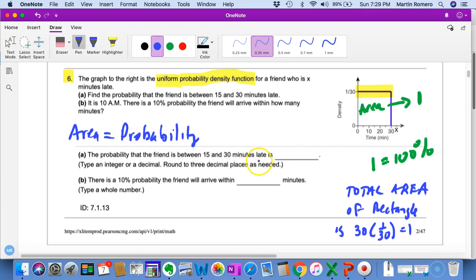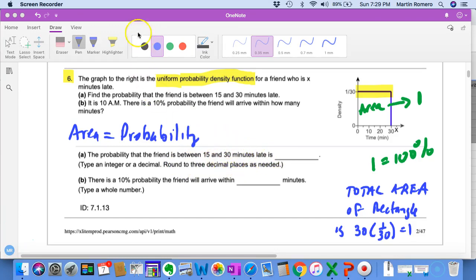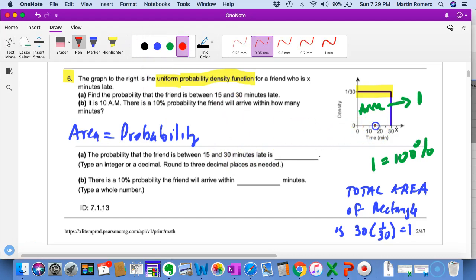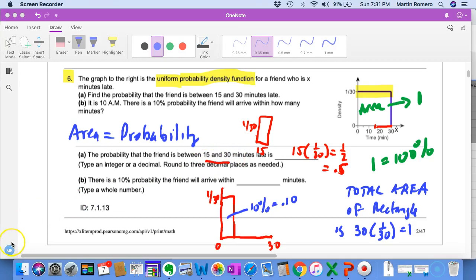To answer that question, we can do it by hand. What's the probability your friend is between 15 and 30 minutes late? We're looking here from 15 to 30. So what we're really creating is a new rectangle where the base is 15 and the height is 1 over 30. So the answer to this question is 15 times 1 over 30, which is 1/2 or 0.5. So there's a 50% chance your friend would arrive between 15 and 30 minutes late.